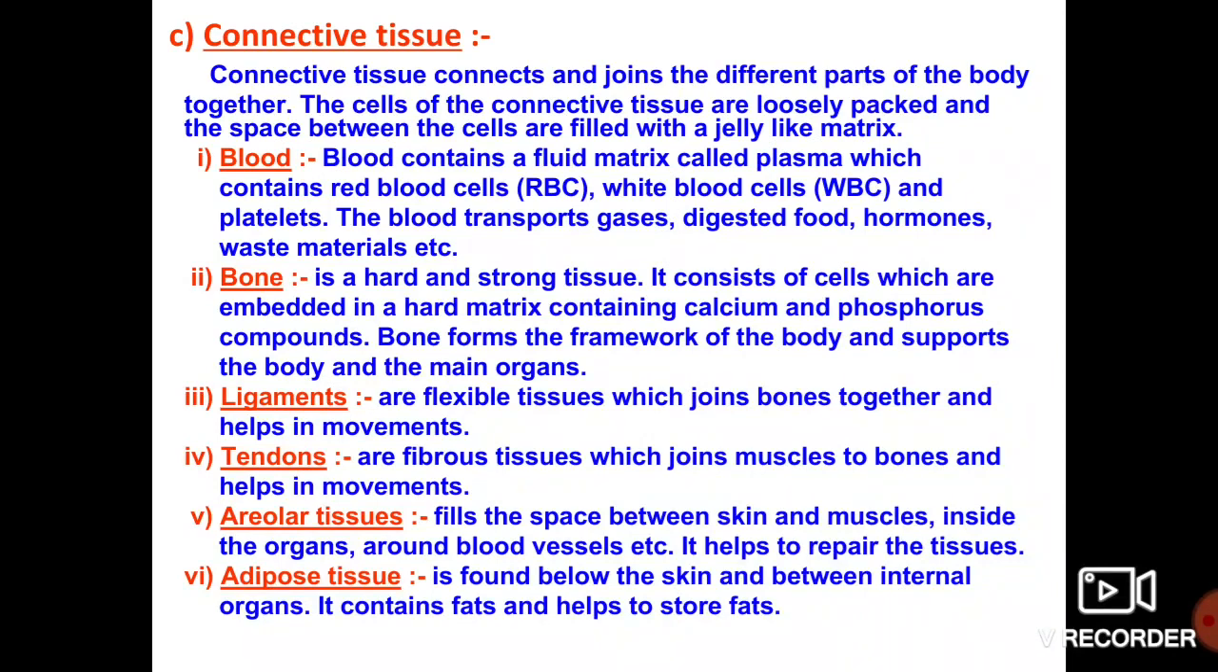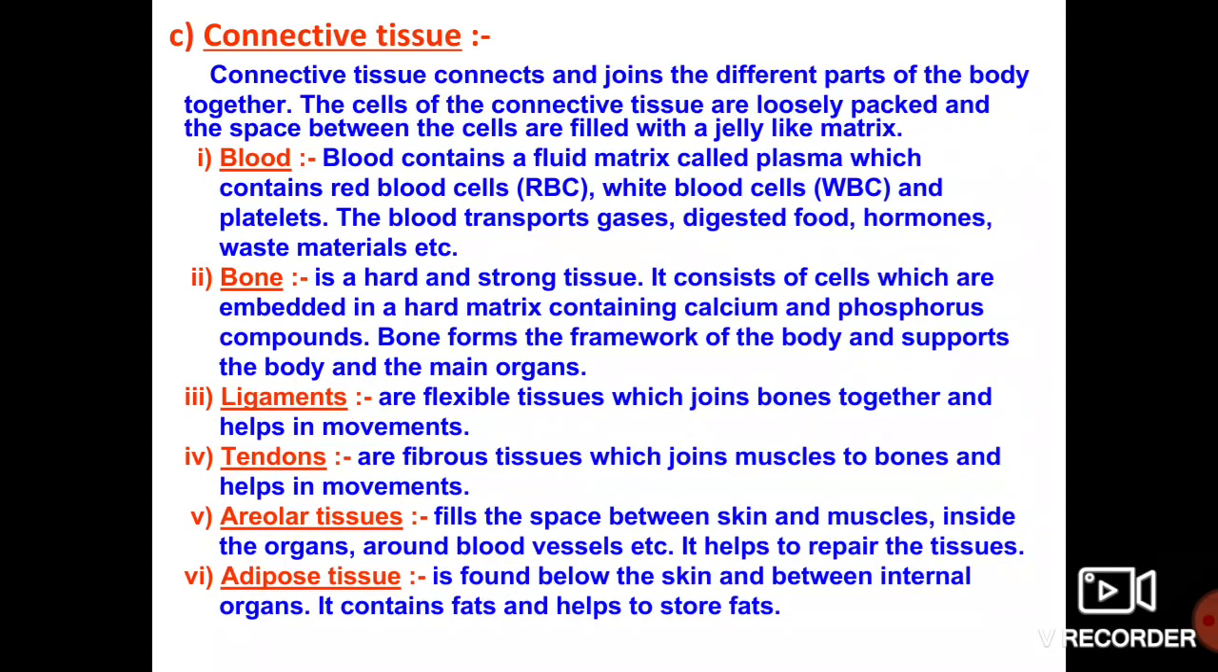Why? Because red blood cells have a pigment that we call hemoglobin. This hemoglobin absorbs the oxygen present in the lungs, and then that RBC, that is nothing but red blood cells, transports that oxygenated blood to each and every part of the body.